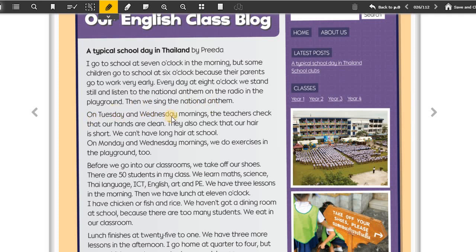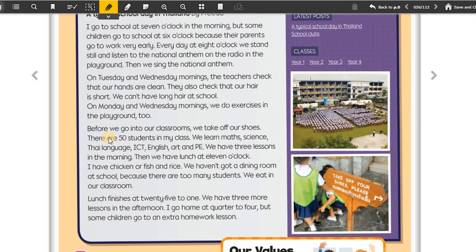Perfect. So on Tuesday and Wednesday mornings, the teachers check that our hands are clean. It's very different from Turkey. Do you remember? Teachers don't check if our hands are clean or not in Turkey, but in Thailand, the teachers check. They also check that our hair is short, so your hair must be short if you want to go to Thailand. Before we go into our classrooms, we take off our shoes, she says. In Turkey, when we go to school, we don't take off our shoes, right?